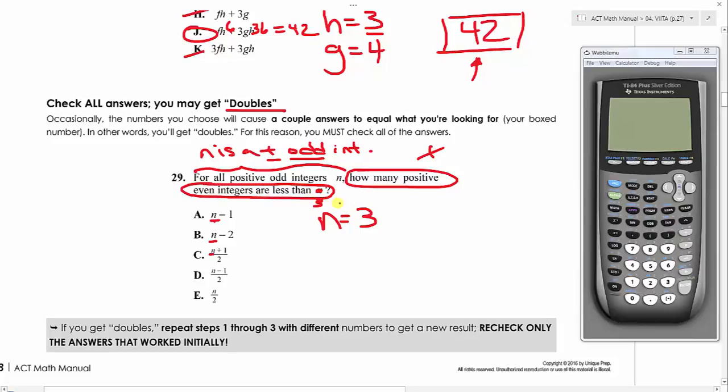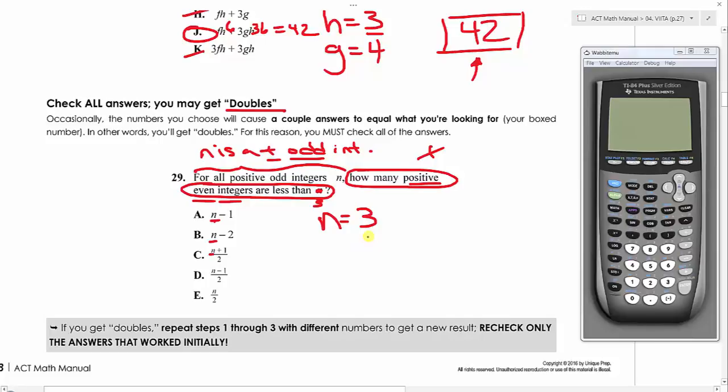Obviously, in order to get this question right, you have to know your math vocabulary. You have to know what positive means, what even means, and what integers means. So if you don't know those words, you need to make sure that you brush up on them. We do cover those words in an earlier section, so by this point you should know them.